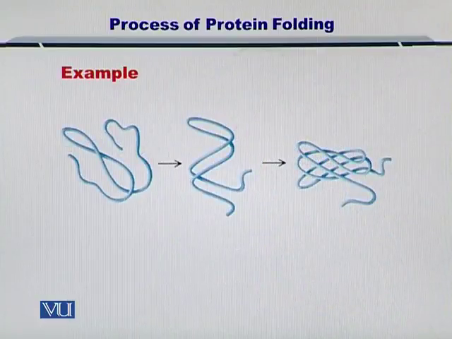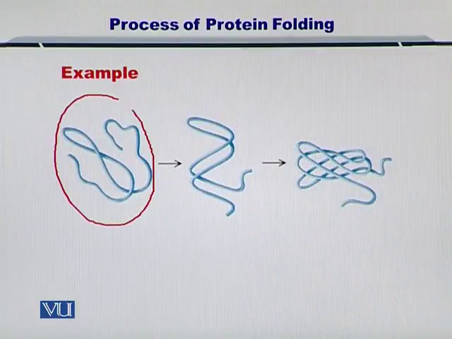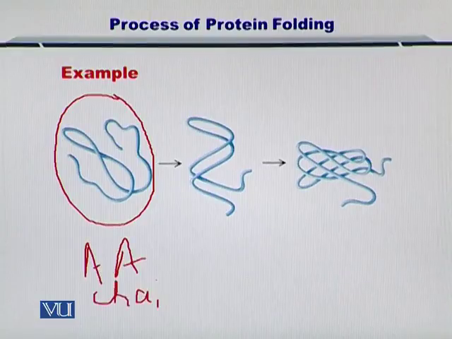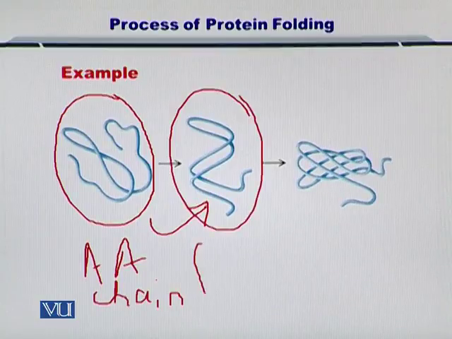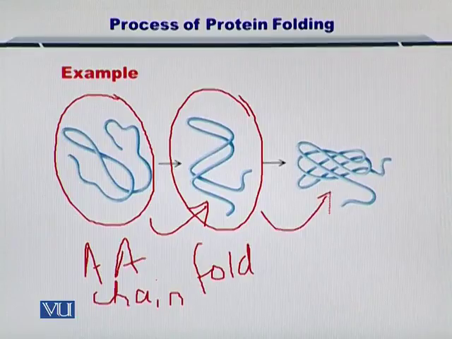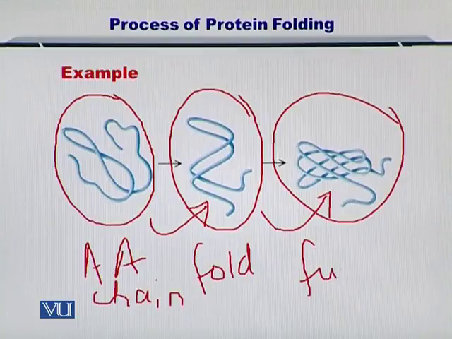Let's take an example. If you have a simple polypeptide, an amino acid chain, then it takes a preliminary folded form as shown here, and eventually the entire protein gets folded into a functional protein.